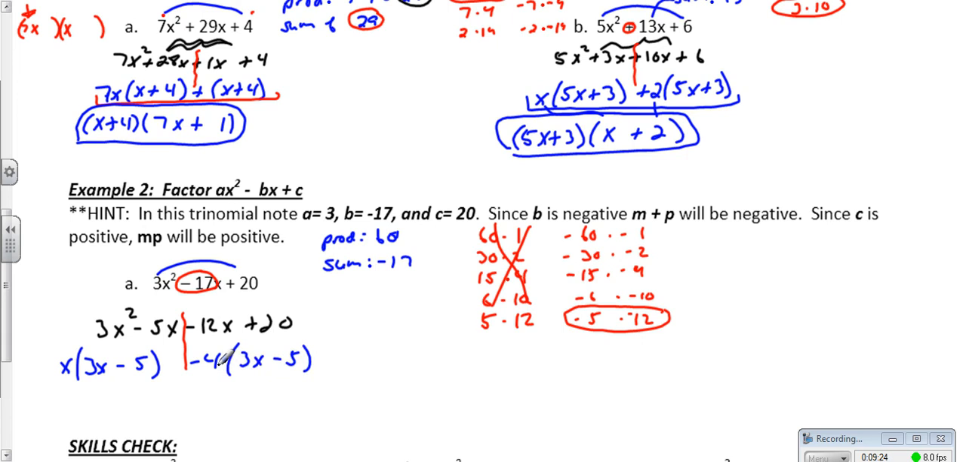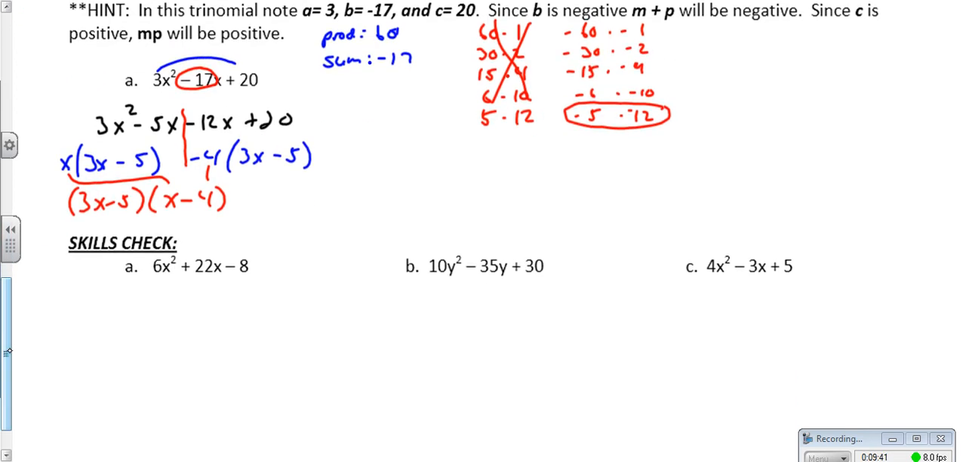Very important ability there to take out a negative and change the signs, because that will now allow us to say, I'm going to take a 3x minus 5 out, I'm going to factor it out, and I'm left with x minus 4. There's the x, and there's the negative 4. Very good.